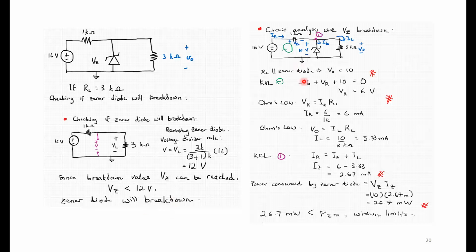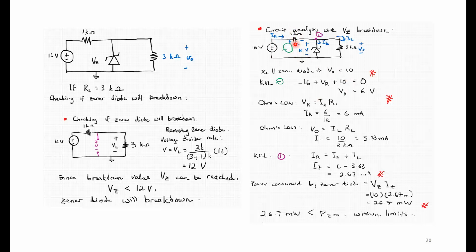Okay, so when we do circuit analysis with Zener diode breakdown, let's redraw the circuit, and we have here IR, IZ, and IL for the currents. VR and Vout are the voltages across the resistance, and the Zener diode is now VZ equals 10 volts. Because the 3 kilo ohm resistor is in parallel with VZ, and VZ has turned on and locked its value at 10 volts, therefore Vout is equal to 10 volts. If I do a KVL along this green loop, I get negative 16 plus VR plus 10 equals 0, so the voltage drop across VR is 6 volts.